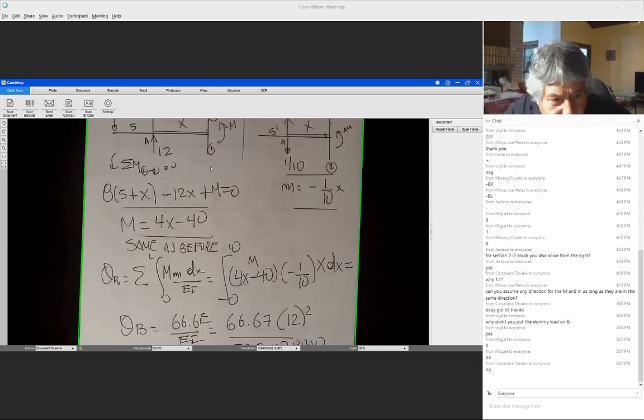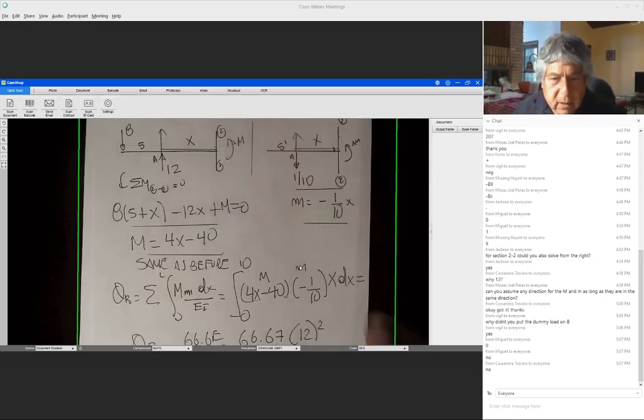But now it's theta B. The rotation at B, summation of all the integration over the length, given load, dummy load, dx or di. We only have one section. 0 to 10, 4x minus 40, the same as before, times 1/10. So this is little m, dx or di.